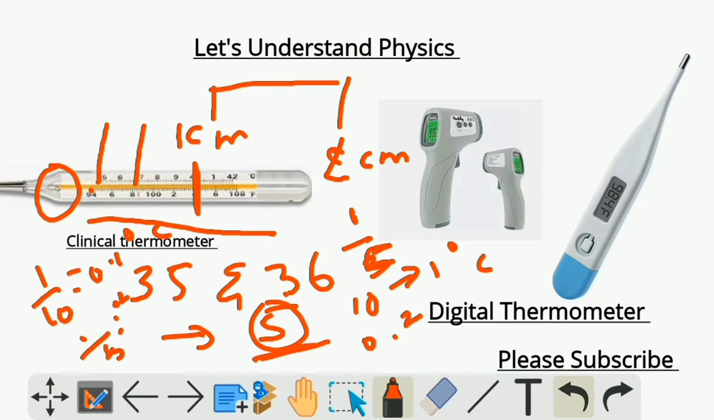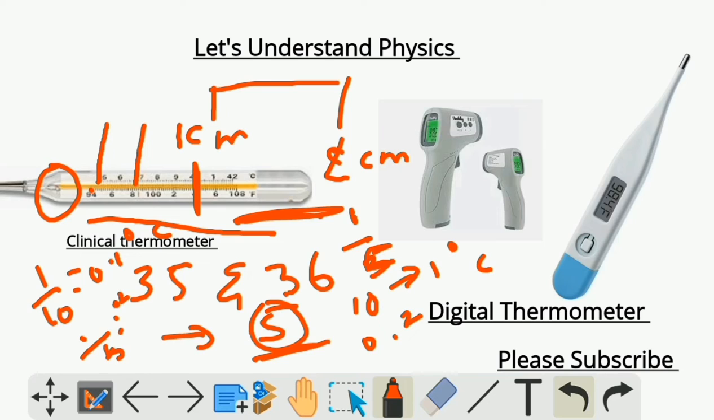Every time you tell the temperature, you have to tell it along with its unit. Initially, in the olden days, they used the Fahrenheit scale to read the temperature. Nowadays in India, we are using the degree Celsius scale. But still, there are some doctors who use the Fahrenheit scale.